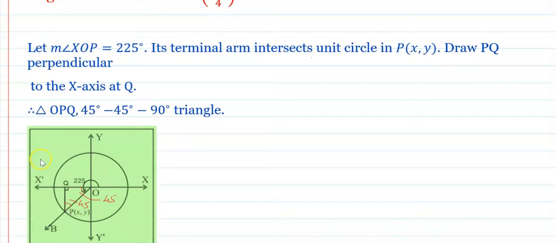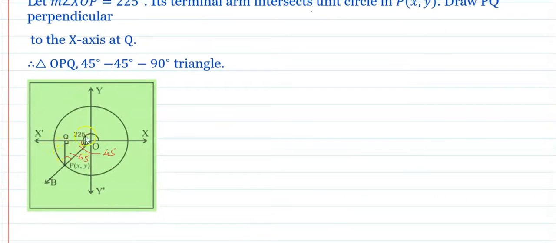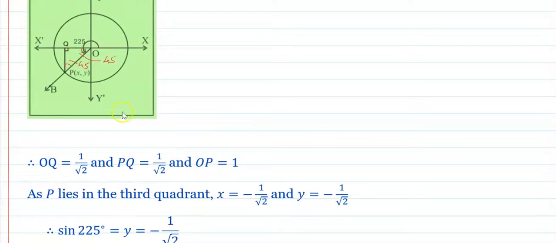Okay. The triangle OPQ is a right angle triangle. It is a 45, 45 and 90 triangle. These two angles are 45. Next, OQ is equal to 1 by root 2, and PQ is also 1 by root 2. OP is equal to 1. OQ is the x distance. Therefore, x is equal to minus 1 by root 2. And PQ is the y distance, and that is also equal to minus 1 by root 2, because the point P lies in the third quadrant.